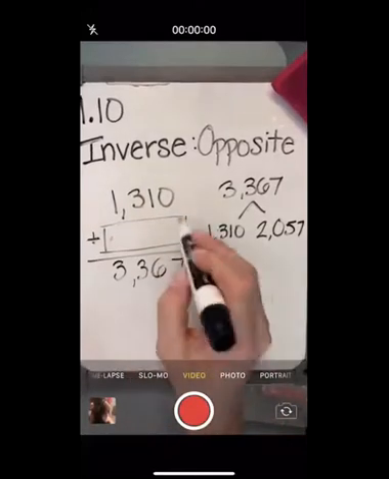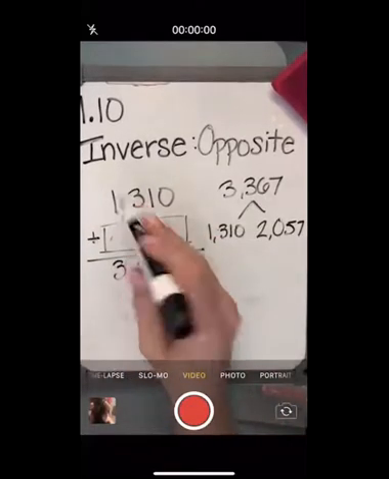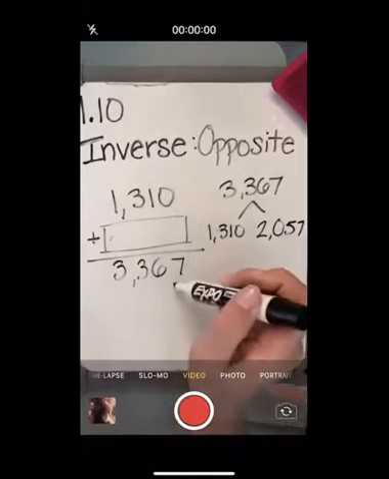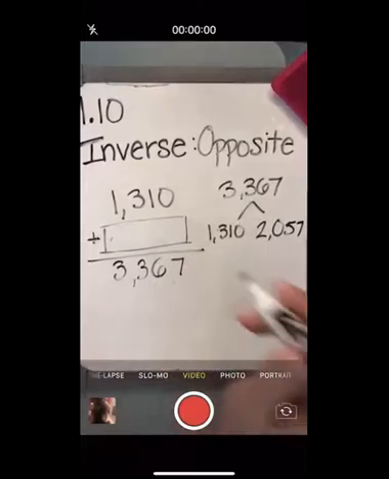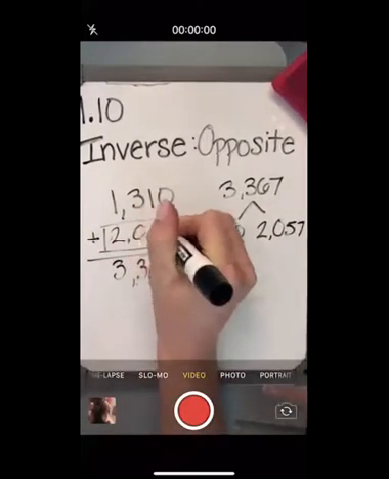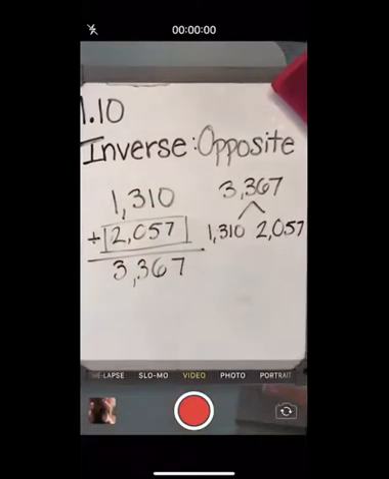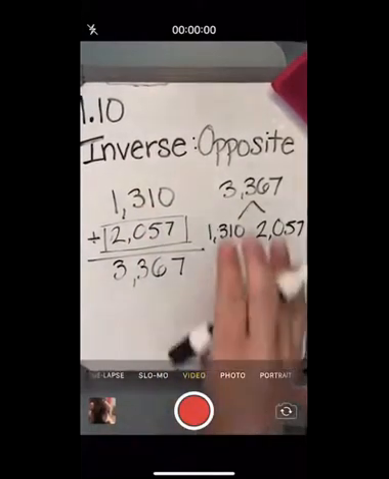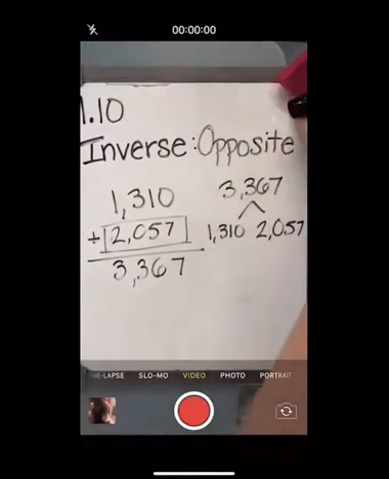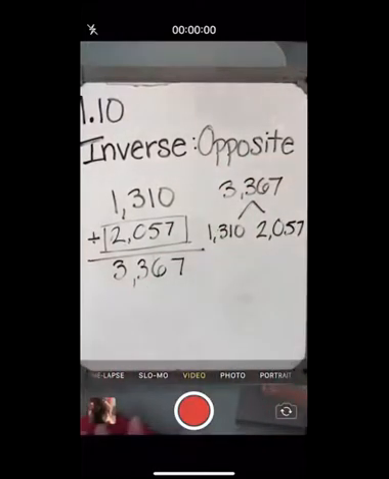I could solve for this unknown number now, because I know that if I have 1,310 and I want to get to 3,367, my unknown here would be 2,057. But if I didn't have this fact family, and hadn't solved for this yet, one way I could solve for it would be subtraction, the opposite of addition, because they're inverses.